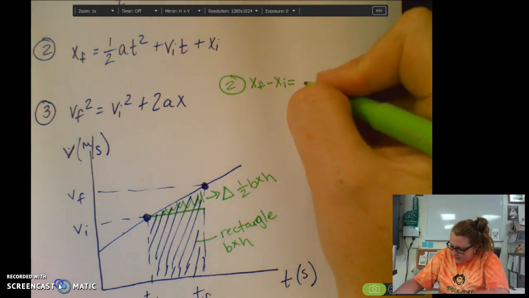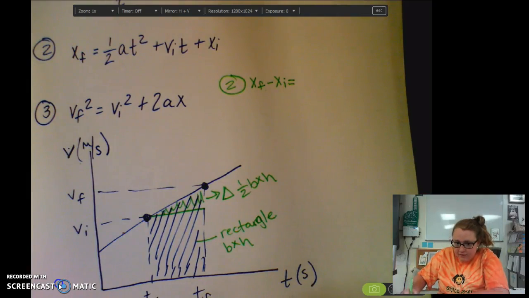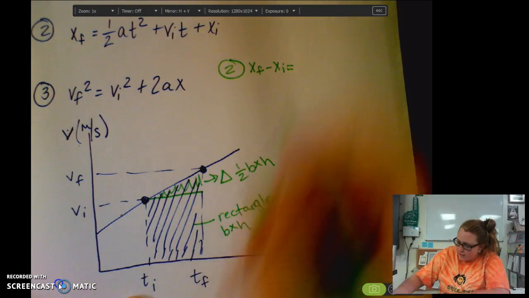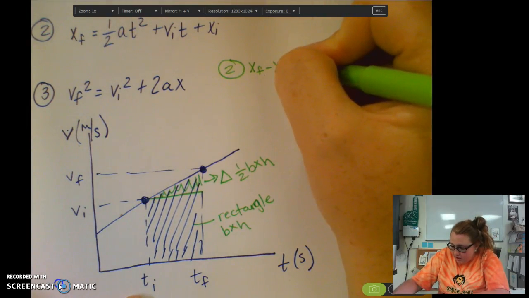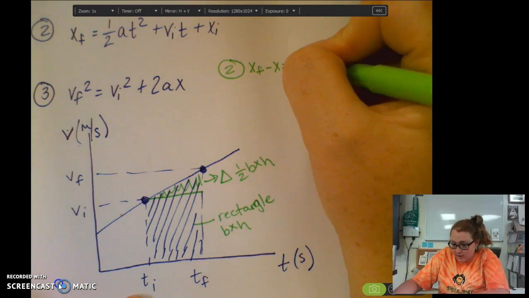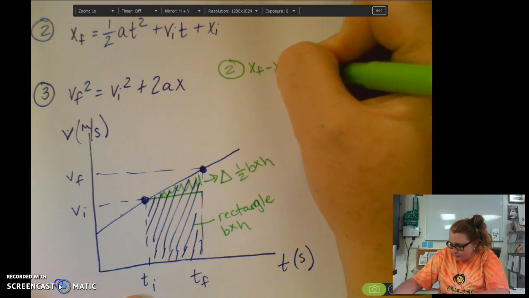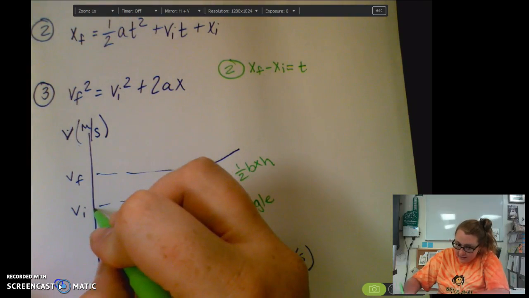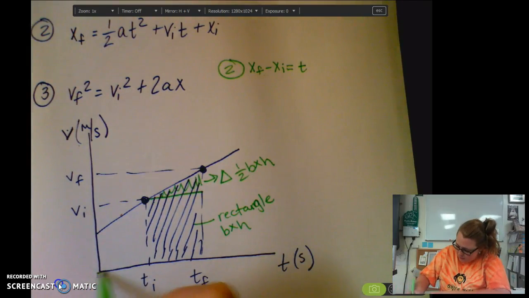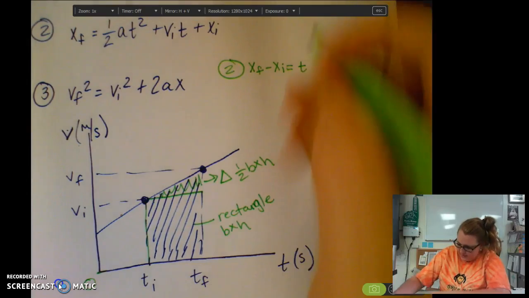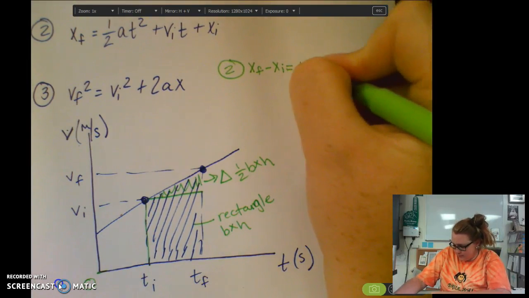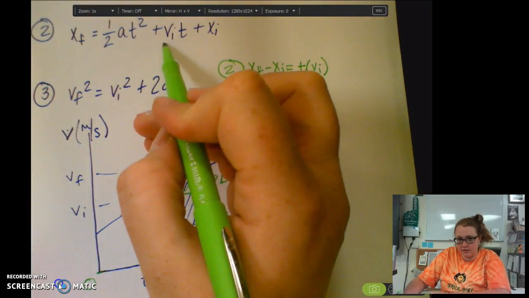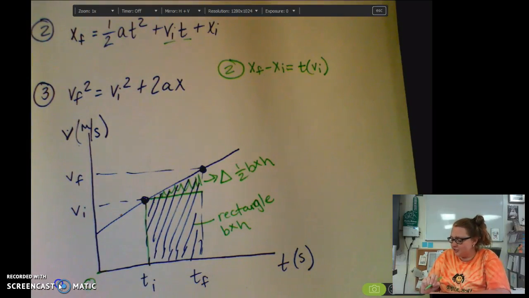So our base is going to be tf minus ti. That's the base of this rectangle here. I'm going to go ahead and just call that my delta t, or in this case I'm just going to say time. So there's my base. My height would be vi minus 0. That's this distance. And that just is vi. So I like that too, because I already see that there's a vit in my equation.